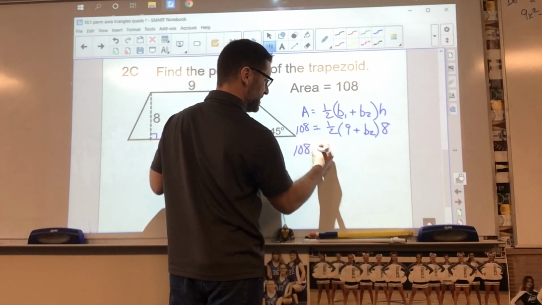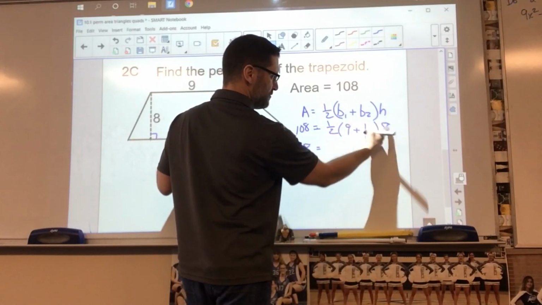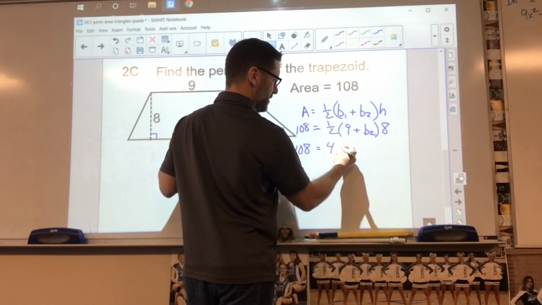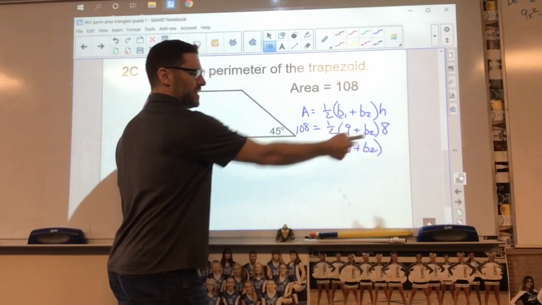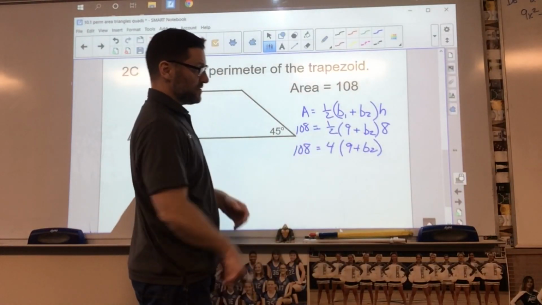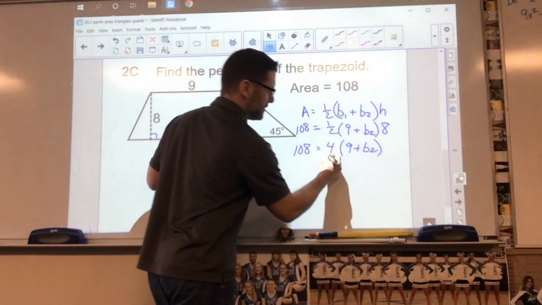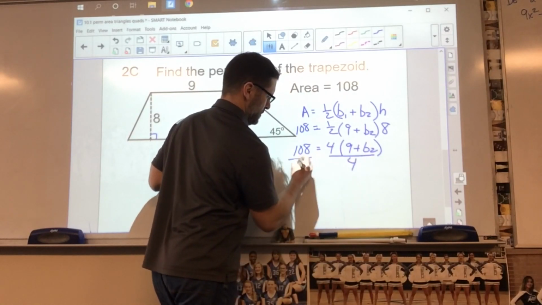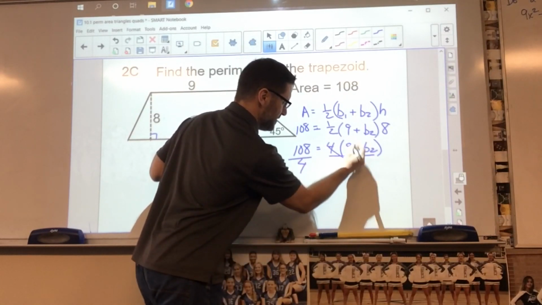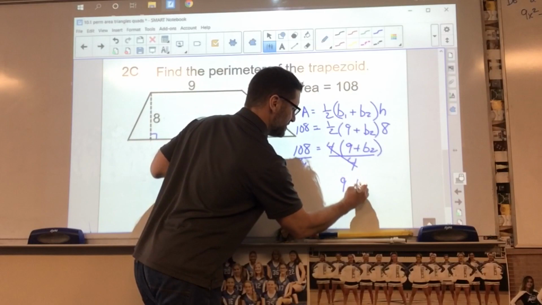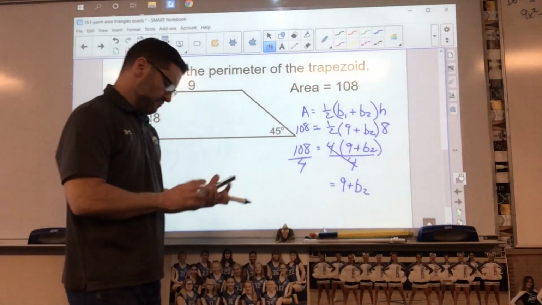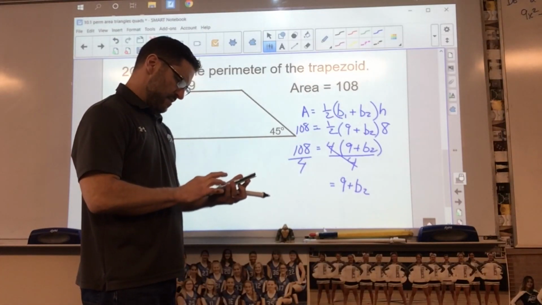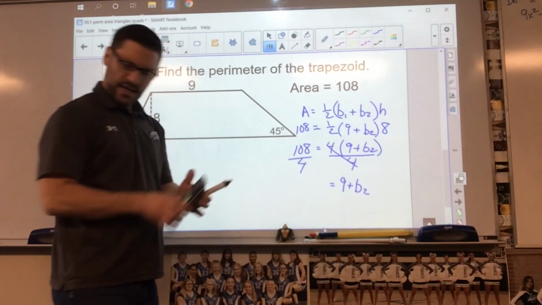So I get 108 equals half of 8. I'd probably put those two together and put a 4 there. And then 9 plus b. And there's a couple things I could do here. I could either distribute, but probably the easiest way, I'm going to divide the 4 off. And those two cancel out, and I'm left with 9 plus b is equal to, well, again, I'll take my calculator. If you don't know 108 divided by 4, you just plug it in. And I got 27.